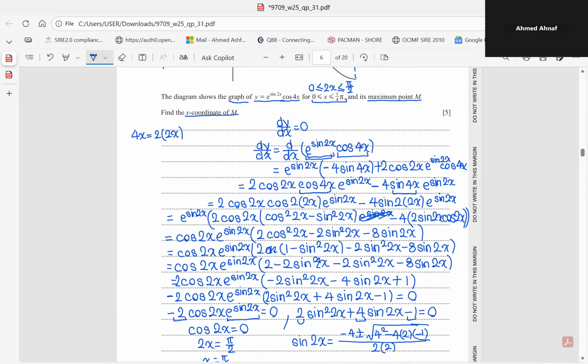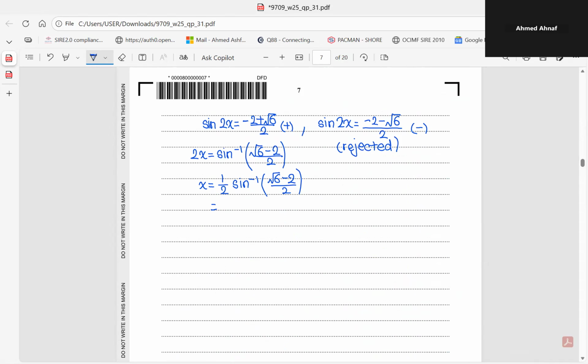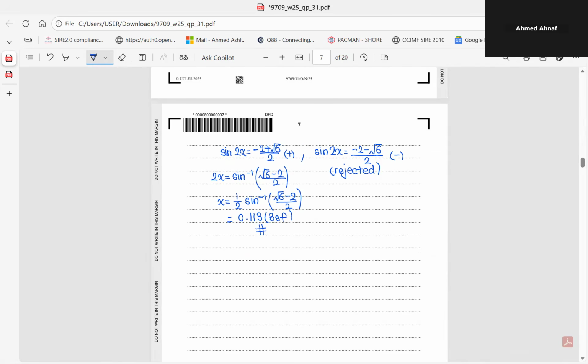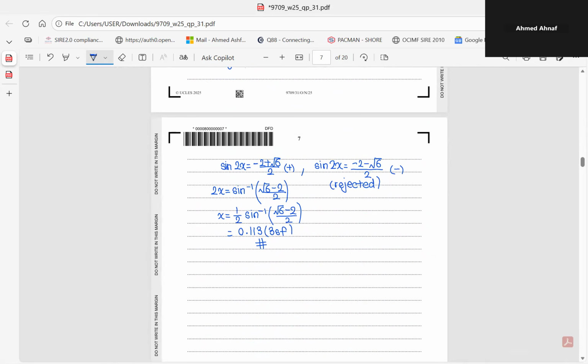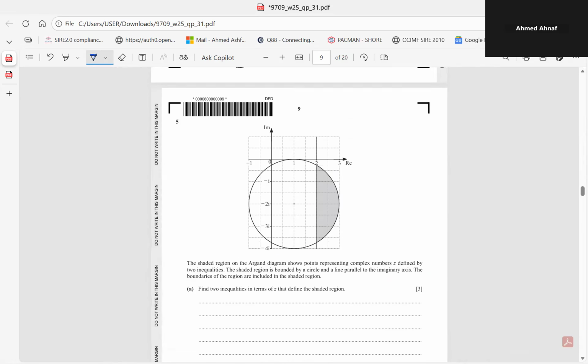Make sure your final answer for x is in terms of radians. So change the mode of your calculator to radian mode, and get half sine inverse of square root 6 minus 2 over 2. You'll get 0.113 to 3 significant figures as your final answer. So this would be our final answer for this entire question. Let's head on to the next question.